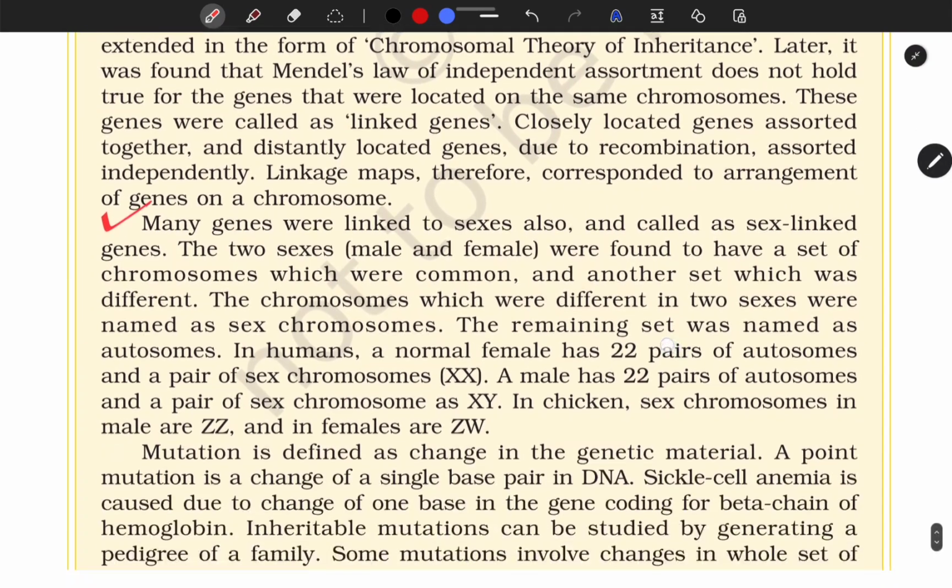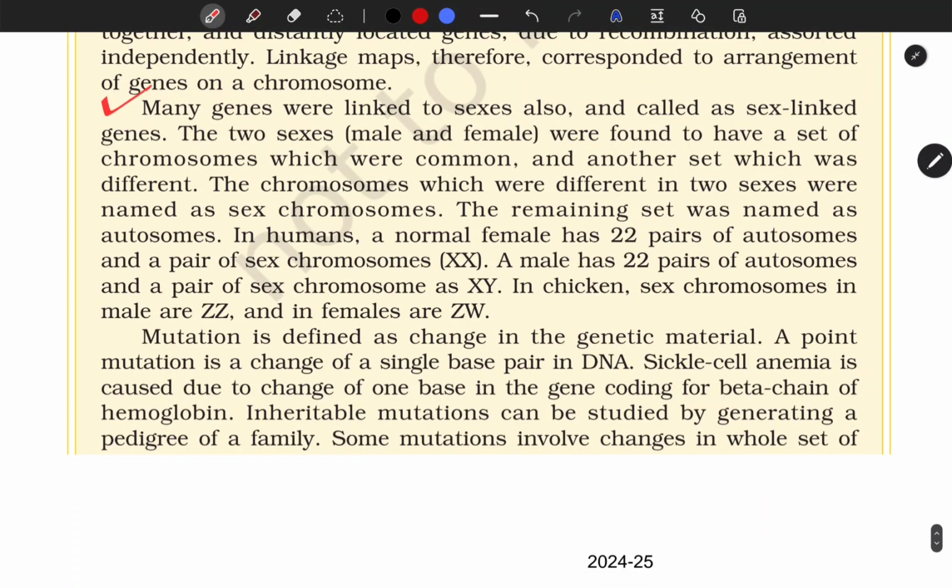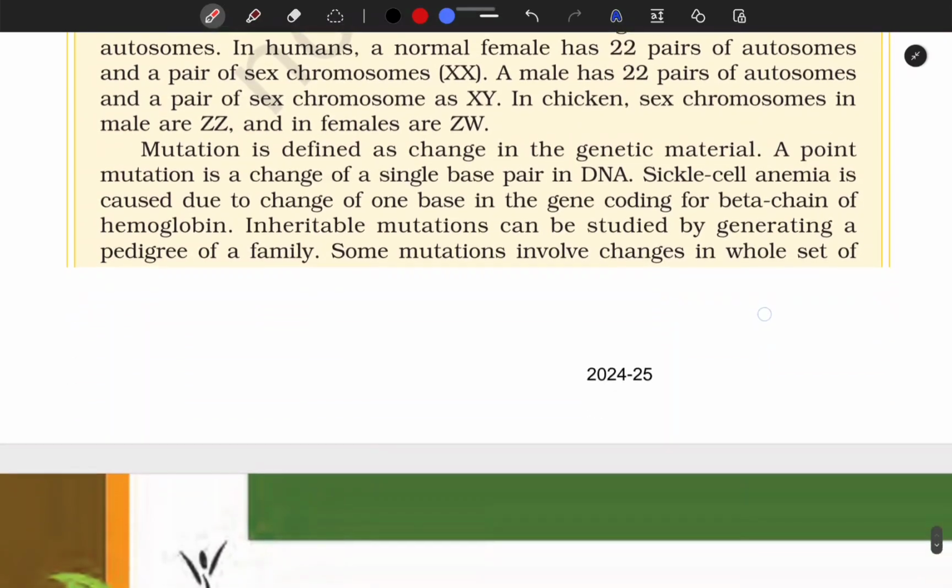Many genes were linked to sex also and called sex-linked genes. The two sexes, that is male and female, were found to have a set of chromosomes which were common and another set which was different. The chromosomes which were different in the two sexes were named sex chromosomes. The remaining set was named autosomes. In humans, a normal female has 22 pairs of autosomes and a pair of sex chromosomes XX. A male has 22 pairs of autosomes and a pair of sex chromosomes XY. In chicken, sex chromosomes in male are ZZ and in female are ZW.